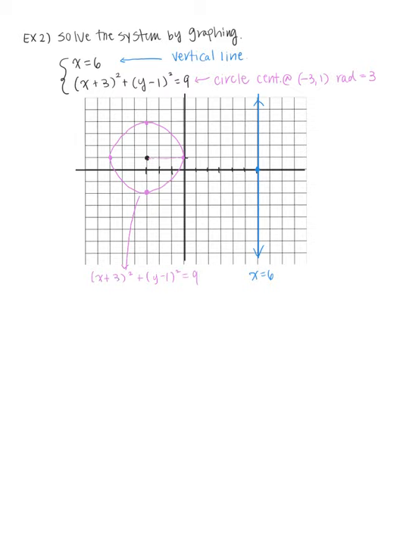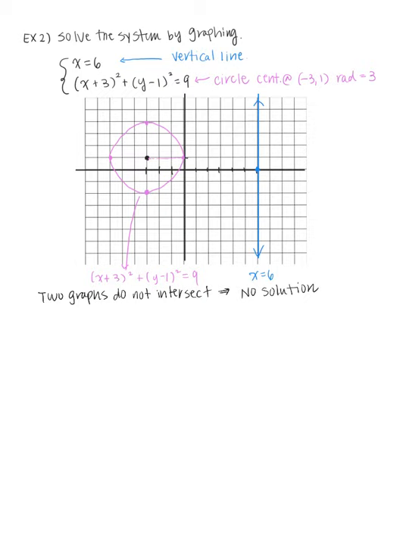Now let's take a look at this. Do they intersect? Nope, I don't think so. So guess what? That means there's no solution to this system, because where the graphs intersect, those intersection points are the solutions of the system. So in this case, we have no solution.